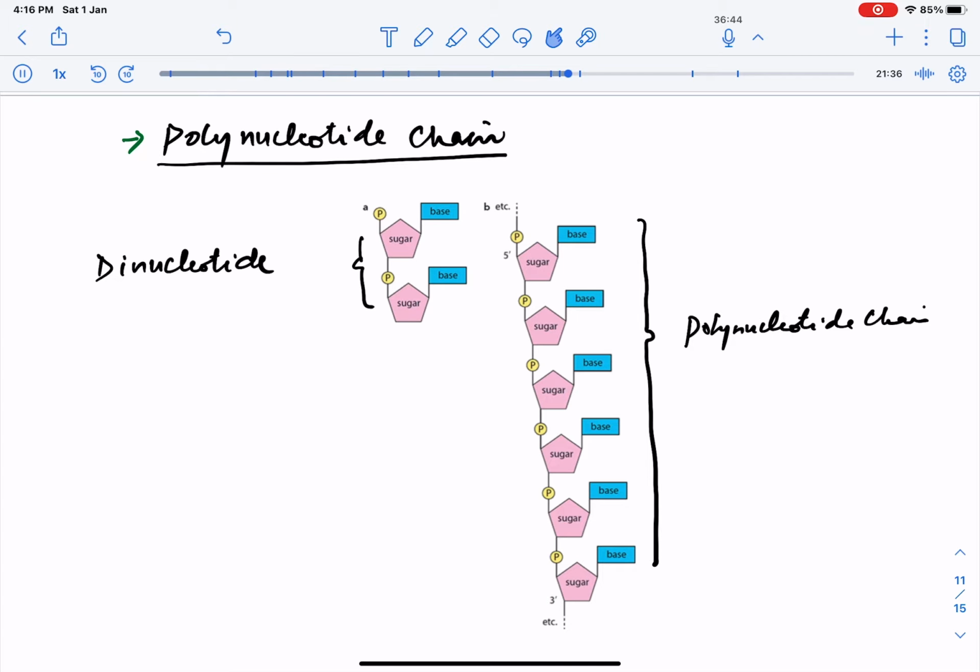Before we discuss the structure of DNA, there is an important point that you should consider, that each nucleotide in this dinucleotide or a polynucleotide chain has a phosphate group, you see, on one side, and a carbon number 3 on the other side. So this determines the two terminals of this chain. This is the 5 terminal or 5 end, and this is the 3 end.